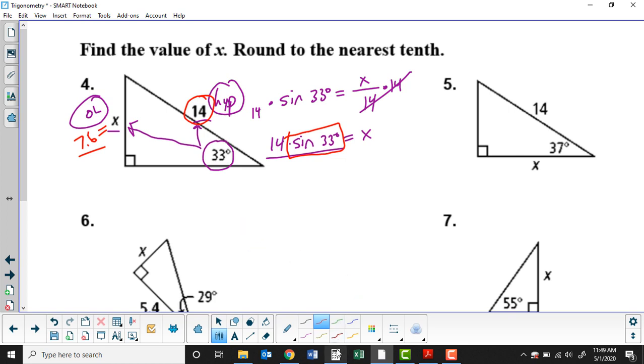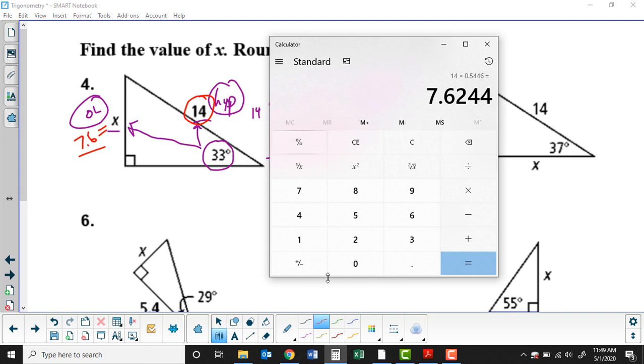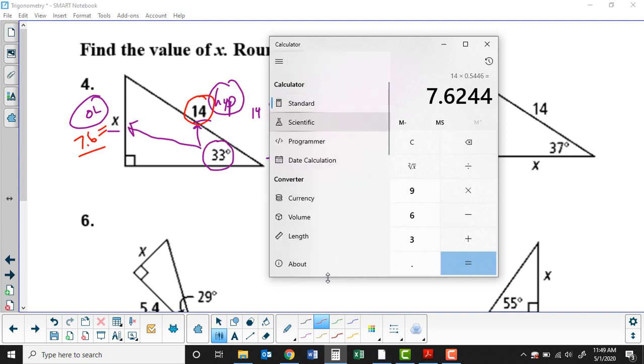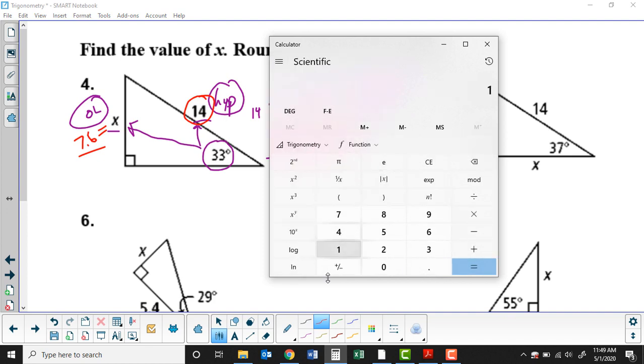But if we threw it into a scientific calculator, we could do that as well. Let me change this to scientific. All right, and now I could do 14 times sine. Oops, this calculator, the way that you do it is weird. We do 33 sine, times, and see that's 0.5446, but just a bunch more decimals, times 14. And you can see that we got the exact same number, 7.62, so about 7.6. So that's how that works.